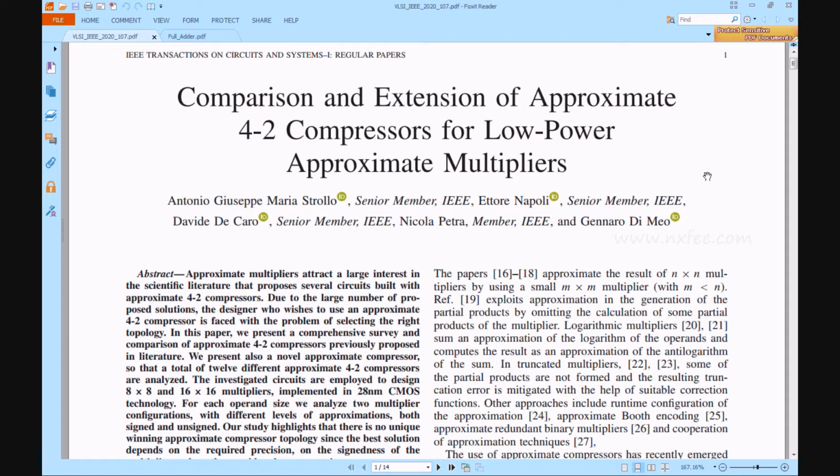Each of the compressors has its own level of accuracy in the approximate mode, as well as different delay and power dissipations in the approximate and exact modes. Using this compressor in the approximate multiplier, accuracy as well as power and speed may change dynamically during the runtime operations. The proposed 4:2 compressor based approximate multiplier saves a number of logic gates in the partial product generation.